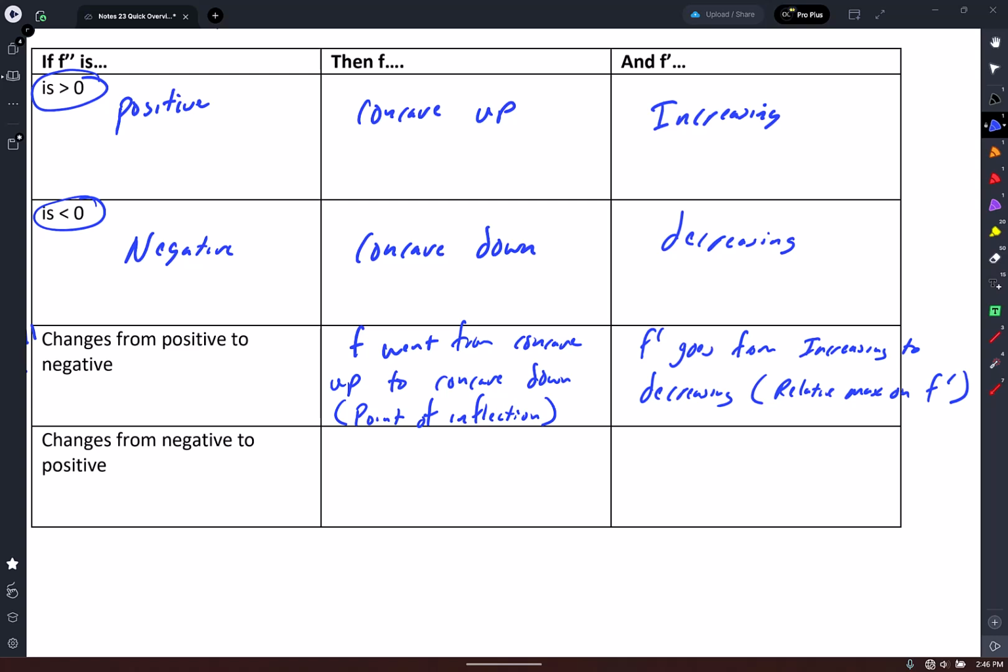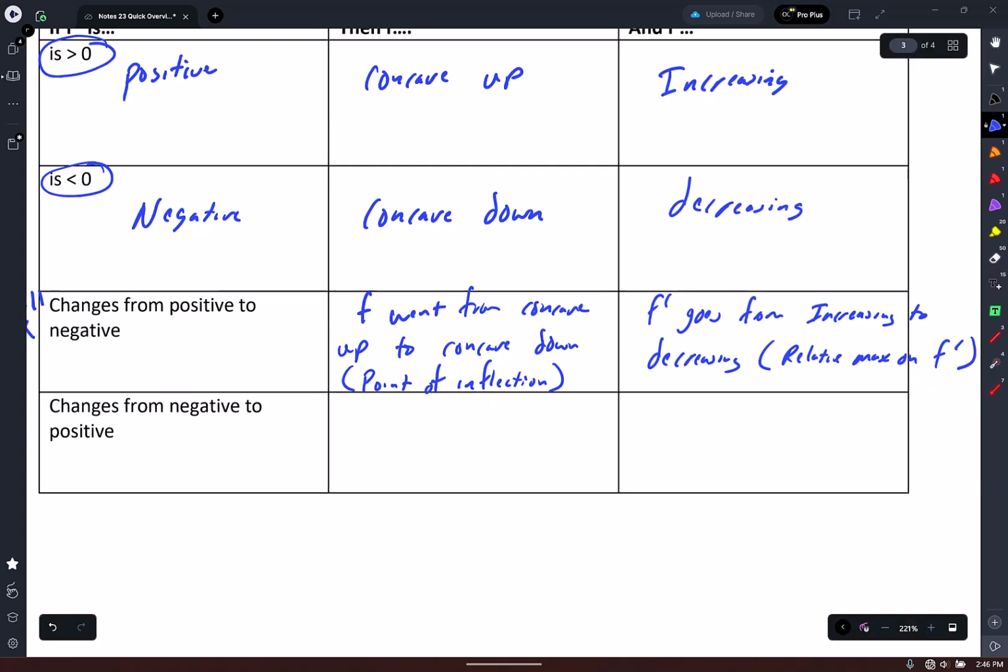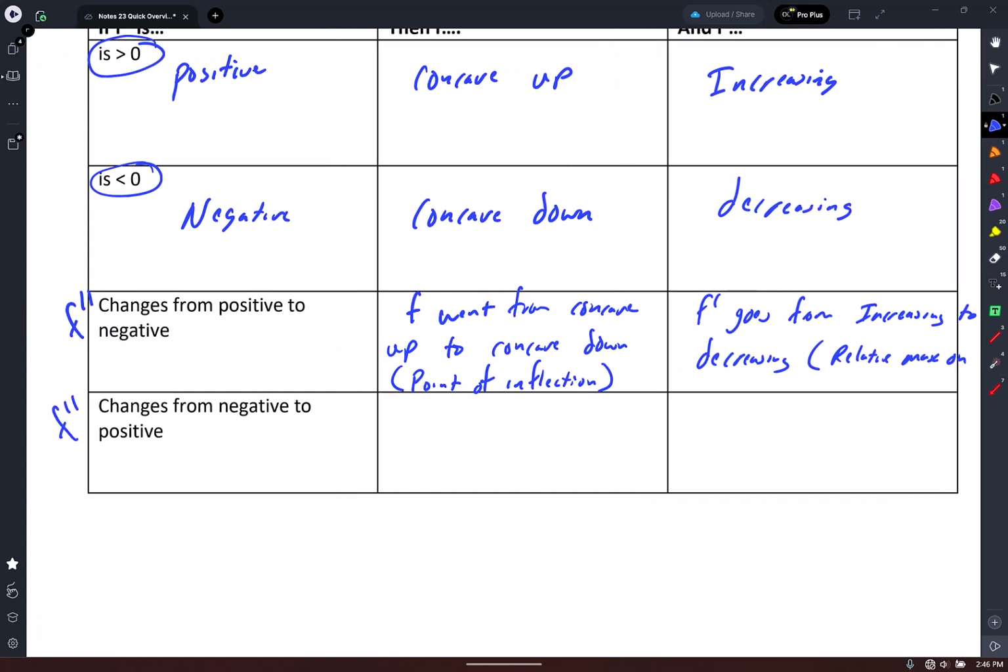We're getting there, guys. We're cooking. If f prime prime changes from negative to positive, what does that mean about f? I went from what to what? Concave down to concave up. F went from concave down to concave up. And in parentheses, what am I going to put? Point of inflection. Or maybe I should have put point of inflection first and then said f went from concave down to concave up. But that's fine. We understand, right? Okay.